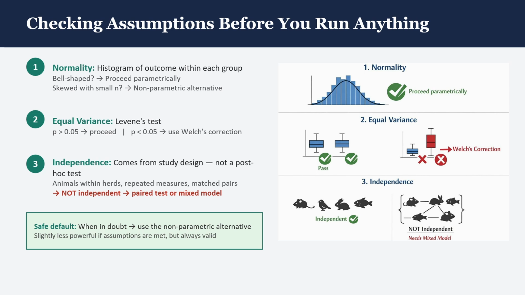Independence is the most consequential violated assumption and the one that can't be fixed after the fact. It's not something you test statistically. You determine it from study design. If your animals come from multiple herds, they share environment, management, and disease history. They're not independent. If you measure the same animal twice, those observations are correlated. Either situation requires paired tests for simple designs or mixed models for complex ones, covered in Talk E.